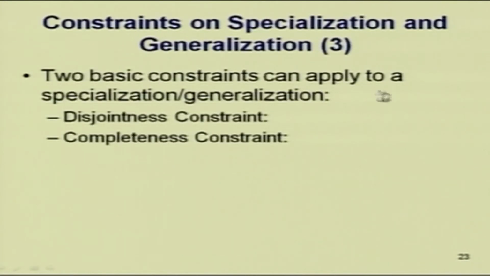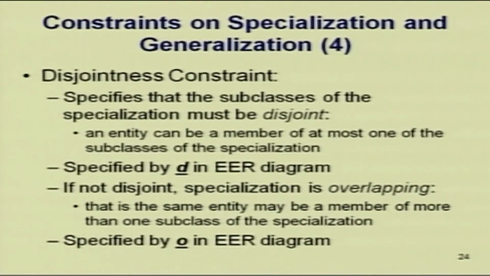Two basic constraints can apply to specialization and generalization. We have seen this, one is disjointness and another is completeness. So, disjointness, let us go a little more in detail. It specifies that the subclasses of the specialization must be disjoint. What does this mean? An entity can be a member of only one subclass of that particular specialization.